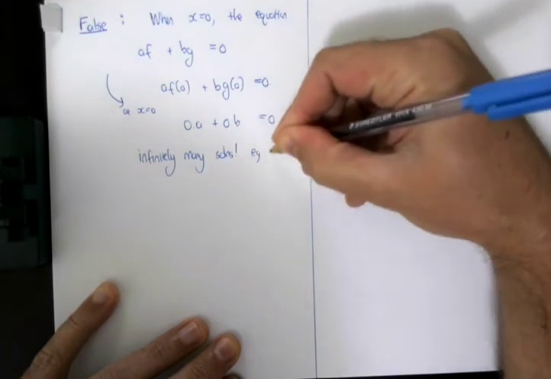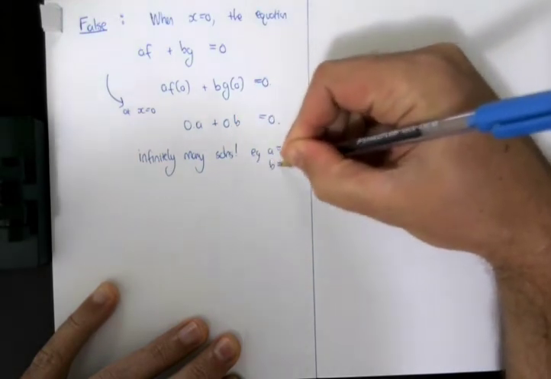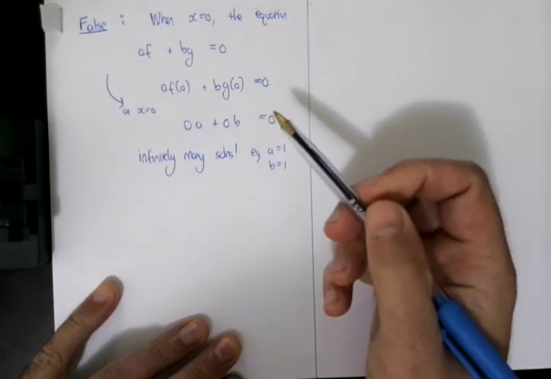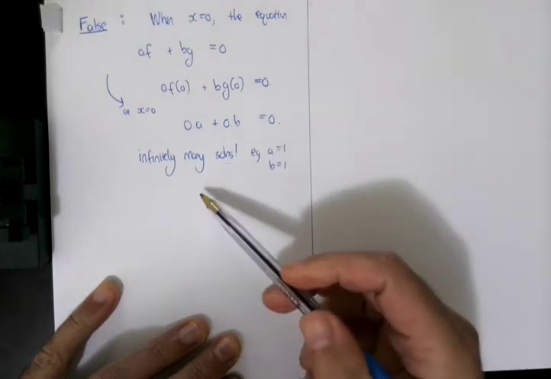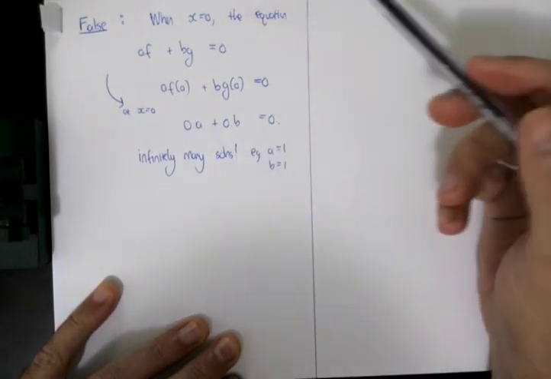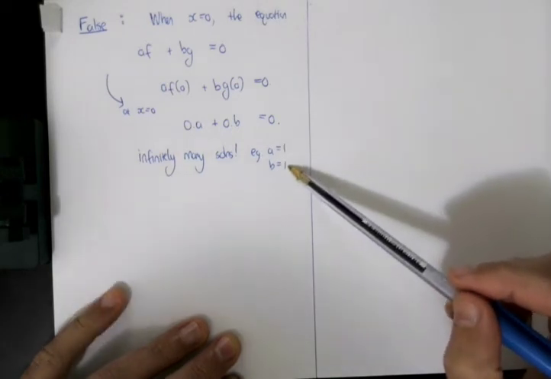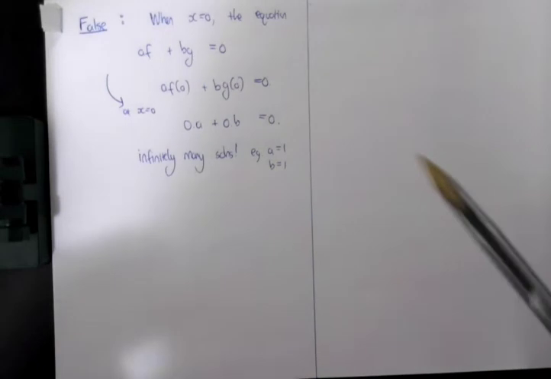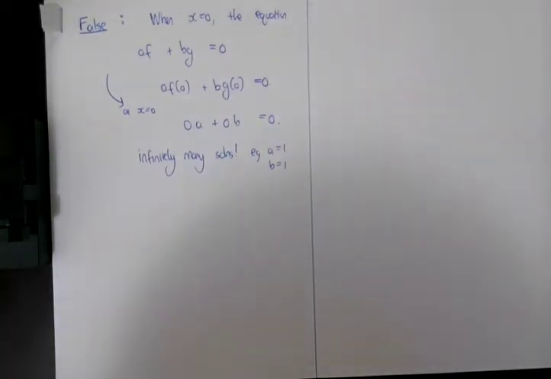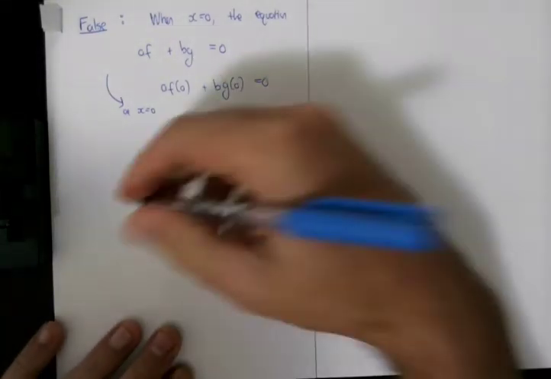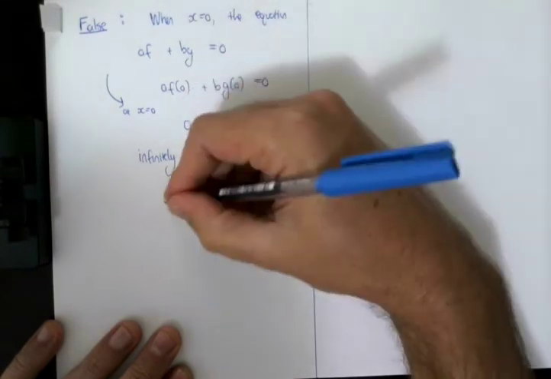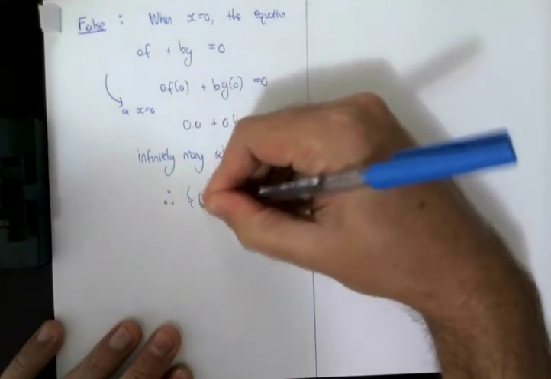For example, I could take a equal to 1 and b equal to 1. That would also satisfy this equation. So therefore, f and g are linearly dependent because a and b don't necessarily have to be 0. Now, I hope you guys see the fallacy in this. By the way, a variant of this would be, so let me just give the conclusion there.